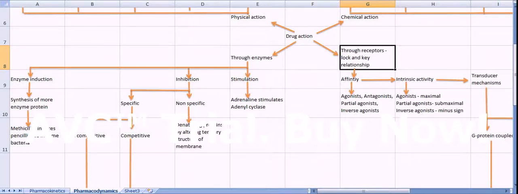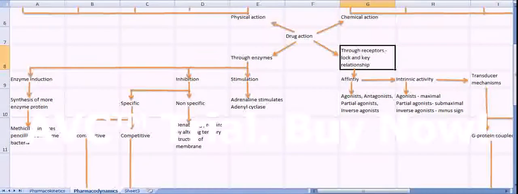Because of the chemical structure of the drug, it may have the affinity to the drug receptor. If the drug has affinity to the drug receptor, it may be an agonist, antagonist, partial agonist, or inverse agonist.